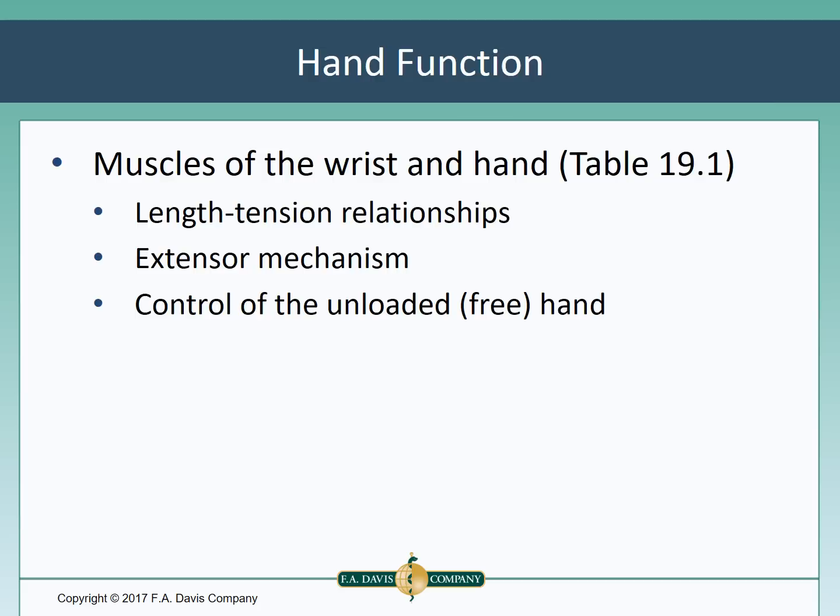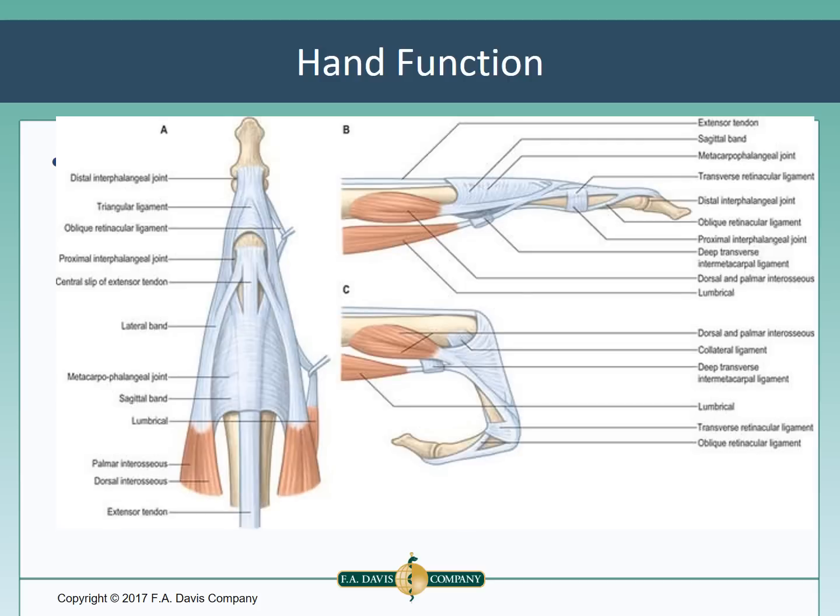So then there's several different types of grips. So I'm going to put a picture here. This is all the anatomy, right? Review that. There's your lateral bands there on the sides. You've got your extensor hood. You can see your sagittal bands. You can see where the muscles insert on this.